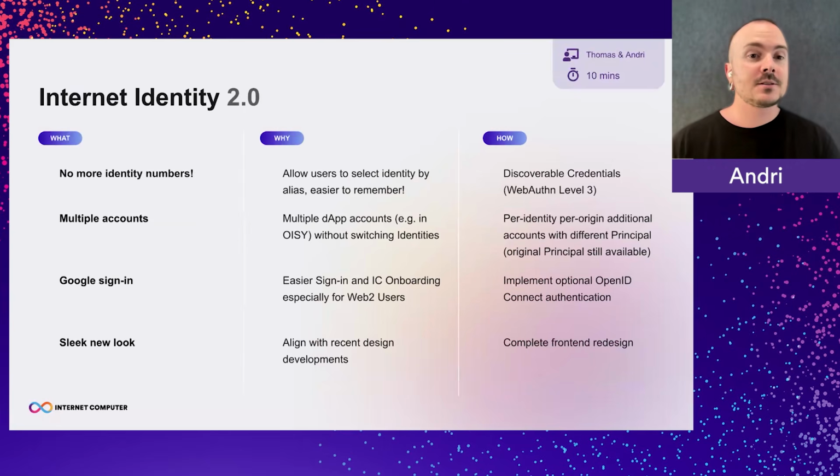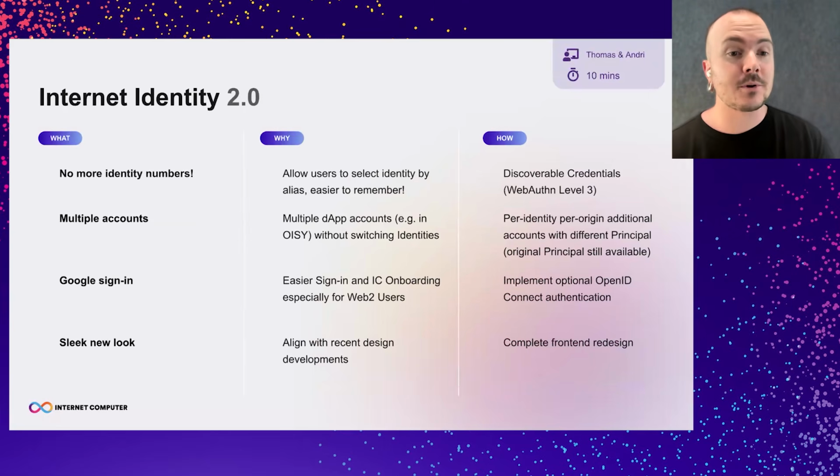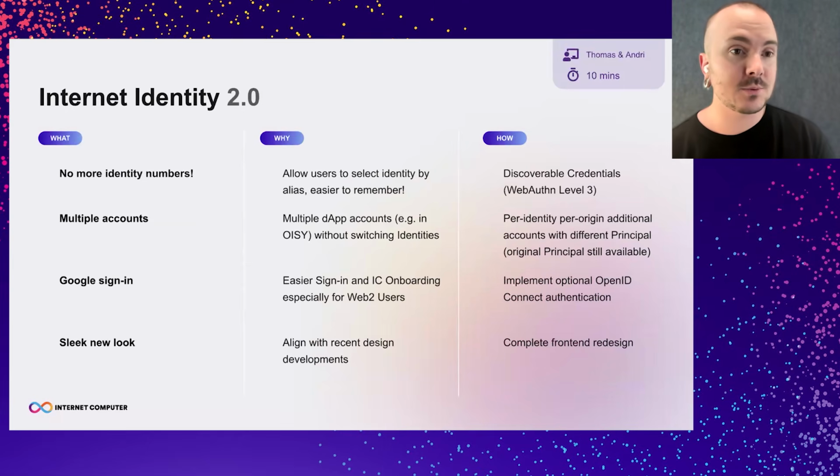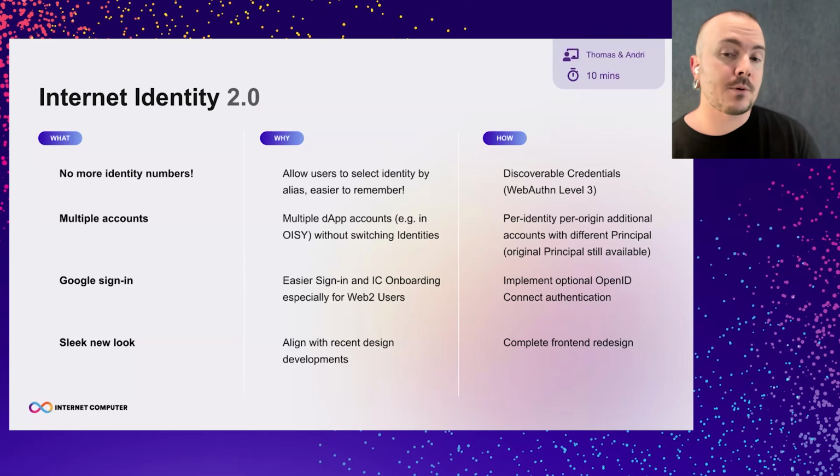So, Internet Identity 2.0, no more identity numbers. Yes, it is true. After 3 years, we can finally say goodbye to having to remember identity numbers. Why? We wanted to allow users to simply be able to recognize their identity by a name that they chose, which is much easier to remember, especially if you're juggling a lot. And we do this by implementing discoverable credentials, WebAuthn level 3.